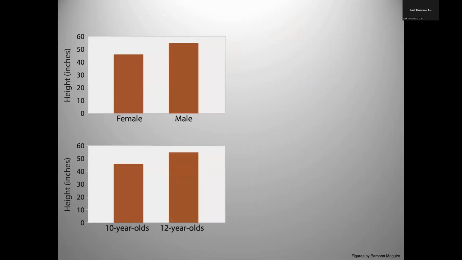Now, here is something which can happen sometimes, and it shouldn't. Here we have a bar chart depicting the height of male and female, and also a bar chart depicting the height of 10-year-olds and 12-year-olds. And that's perfectly fine. You can see that on average the males have more height compared to females, and the height of 10-year-olds is less than the height of 12-year-olds. Perfectly fine to use a bar chart for that.